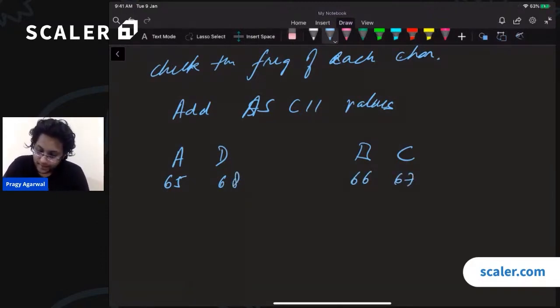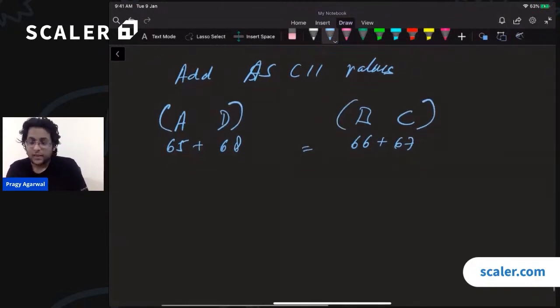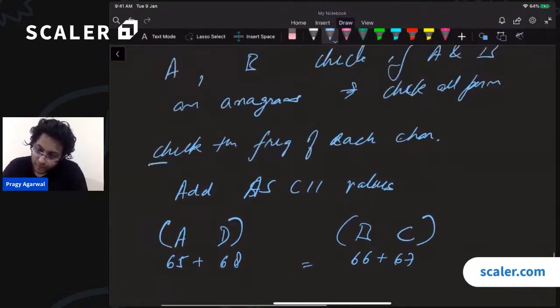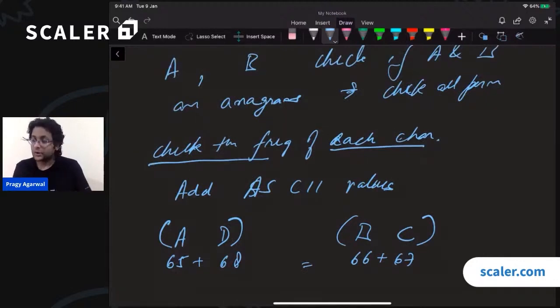If we see, 65 plus 68 is actually equal to 66 plus 67. So if we compare these two strings by the sum of the ASCII values, the solution will tell us that these are anagrams, whereas they are not. Something like a simple addition is going to leave us astray. In many cases it will give the right answer, but you can always come up with edge cases. The correct way is to count the frequency of each character, because that does not lose any information.